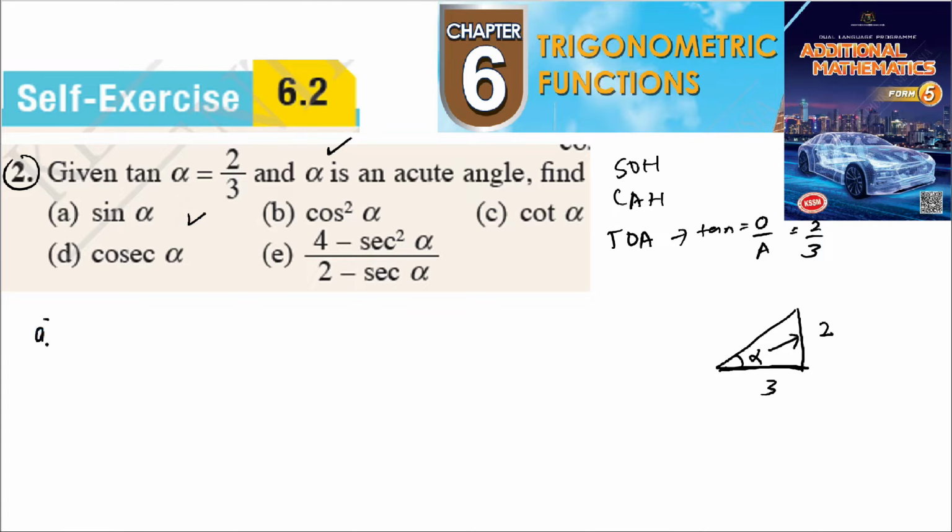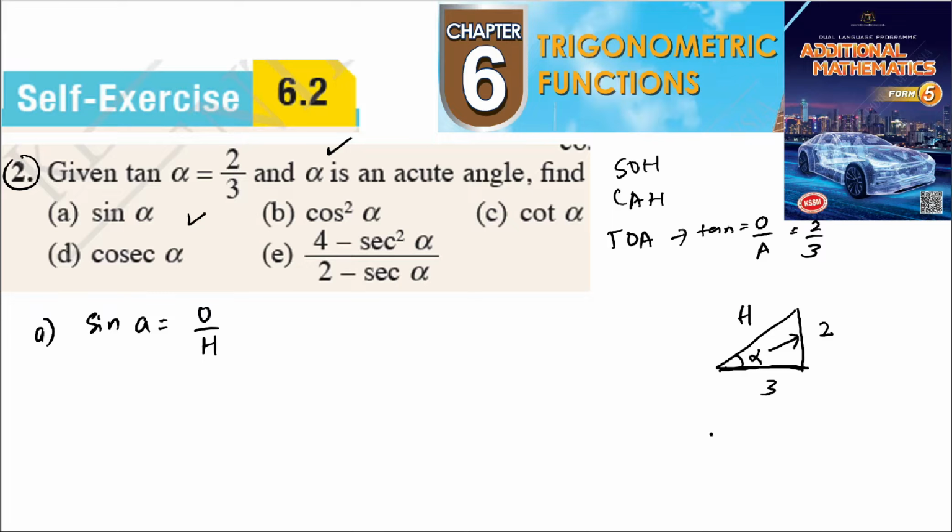So here, to find the trigonometric ratios, we just find sine A first. Sine A is equal to, from my formula, O divided by H, where O is the opposite and H is the hypotenuse. So we need to know what the hypotenuse is. So this one is H.